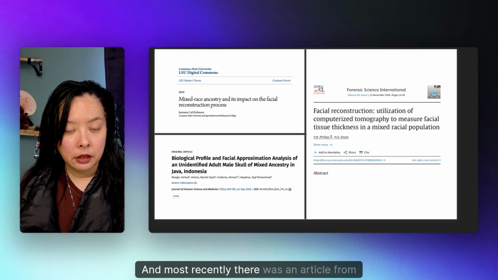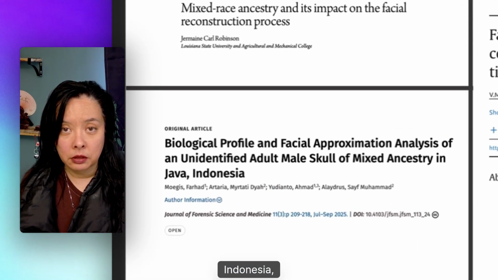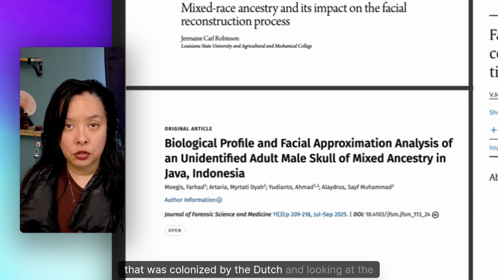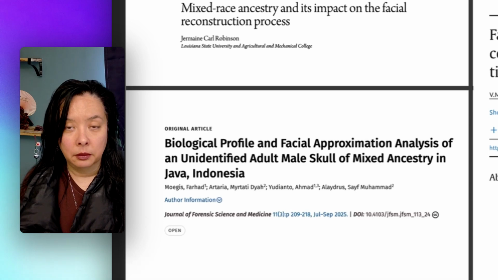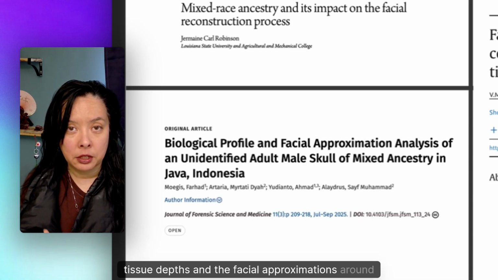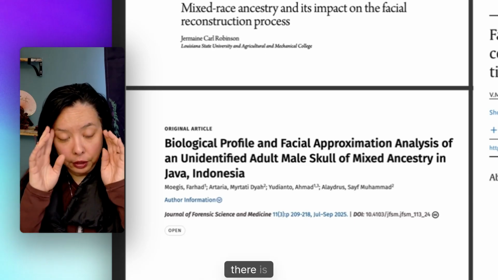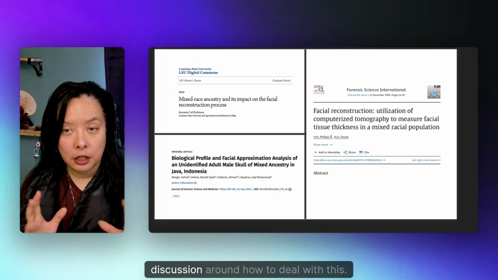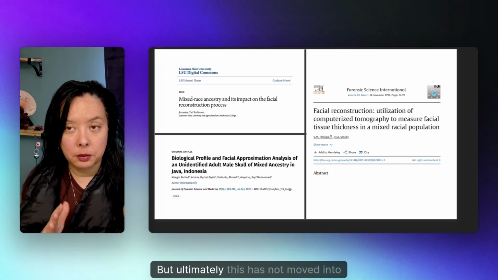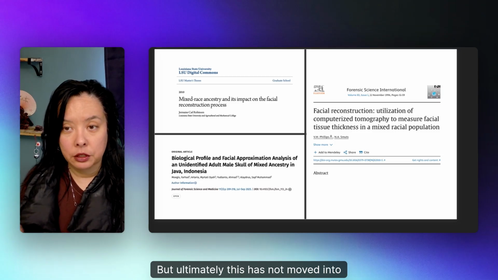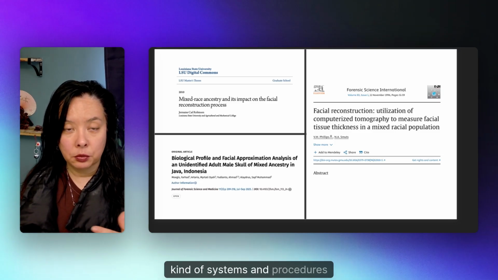And most recently, there was an article from Indonesia, which was colonized by the Dutch, looking at the tissue depths and the facial approximations of somebody who was Eurasian. So there is that discussion around how to deal with this, but ultimately this has not moved into systems and procedures.